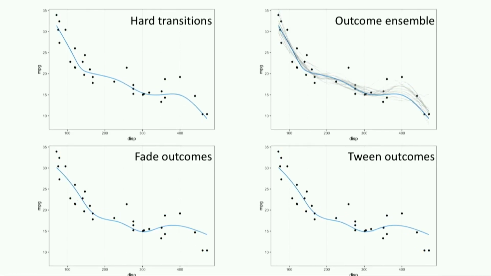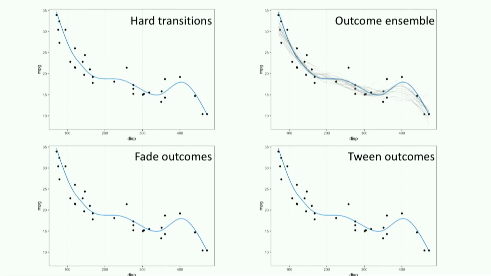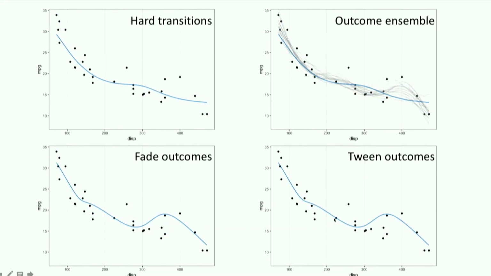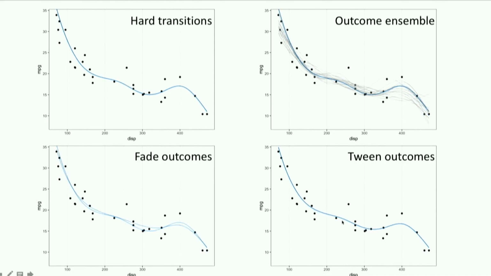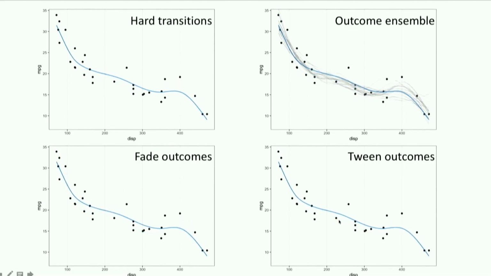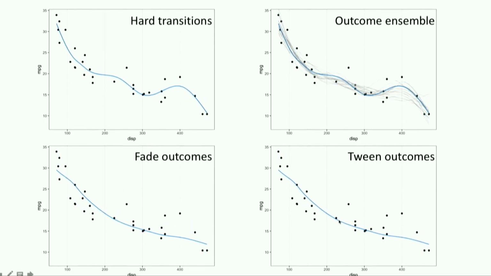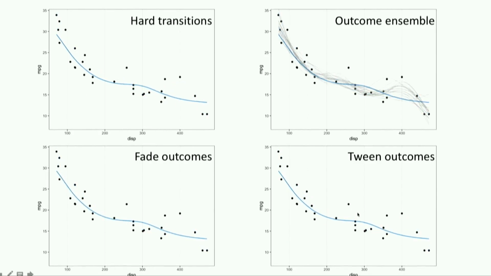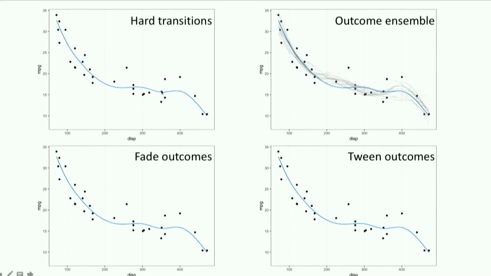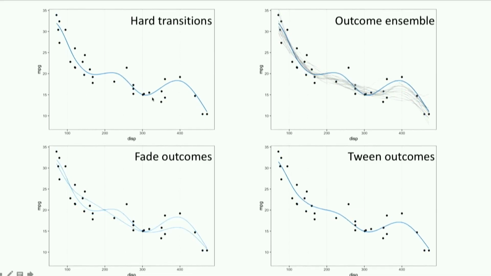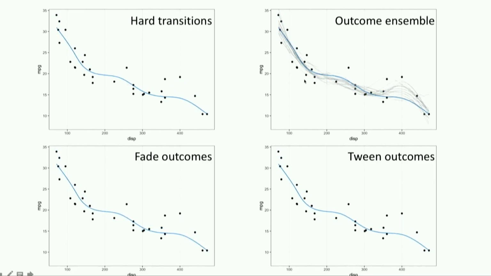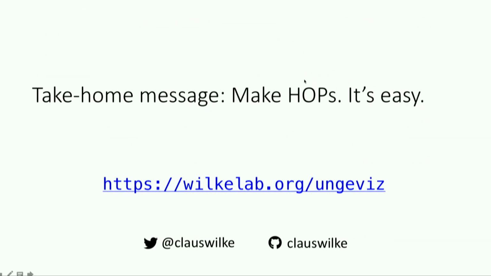It looks very fancy, but the perception researchers argue that this doesn't really work as well. In psychology experiments, people have a harder time judging the uncertainty from these kinds of graphs than from these kinds of graphs. So it seems that the general consensus is this or this is the best way to do it. And that's really it. My take-home message is make hops, it's easy. This is the website, but since we have a little bit of time left, there's a bonus.